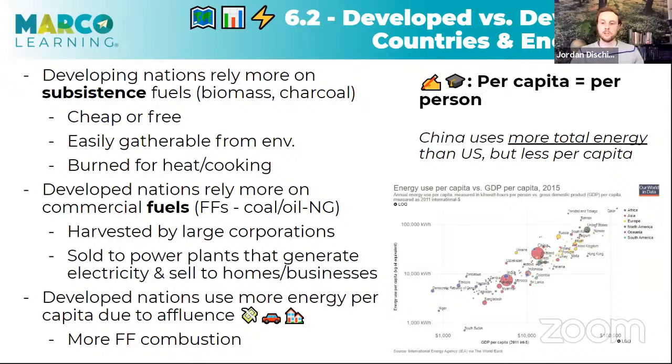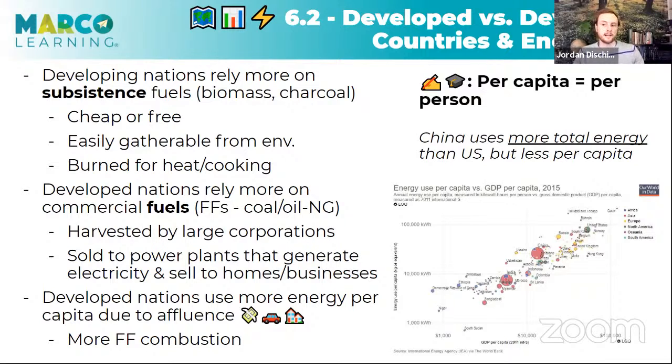Developed nations, though, are going to use what are called commercial fuels. So these are fossil fuels, coal, oil, and natural gas. And so a country is getting these typically from large corporations that harvest them, and then it goes to a power plant so that when you turn on your light, you have electricity. So we need to understand the difference between the subsistence fuels and commercial fuels.